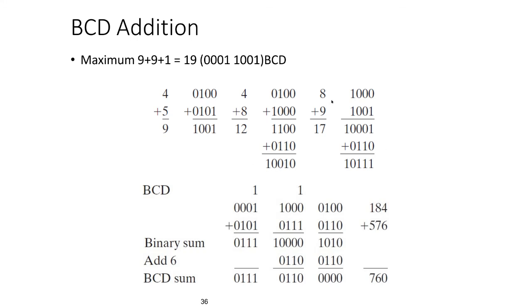And here's another example. You're adding 8 and 9. You do the same thing. And so you end up with 17, and then when you add the 6 to it, you're going to end up with 1, 0, 1, 1, 1. All right. And the basic idea is you come up with a binary sum and you add 6 if it's basically over 9.